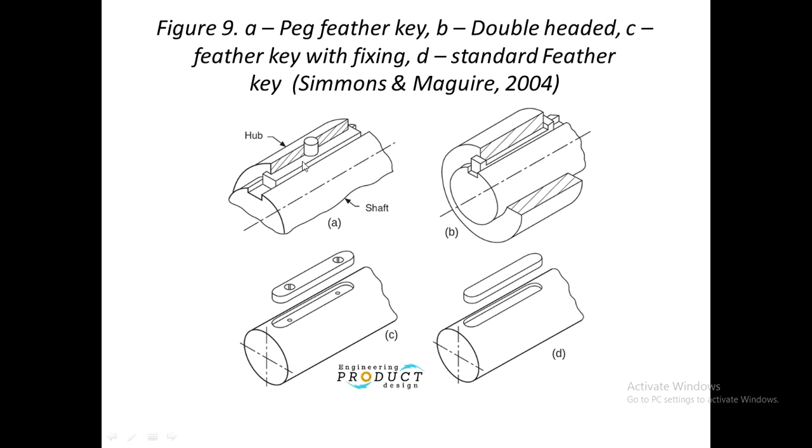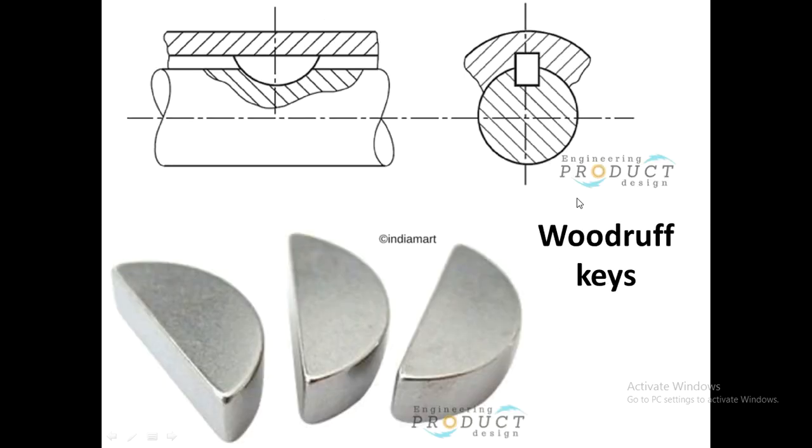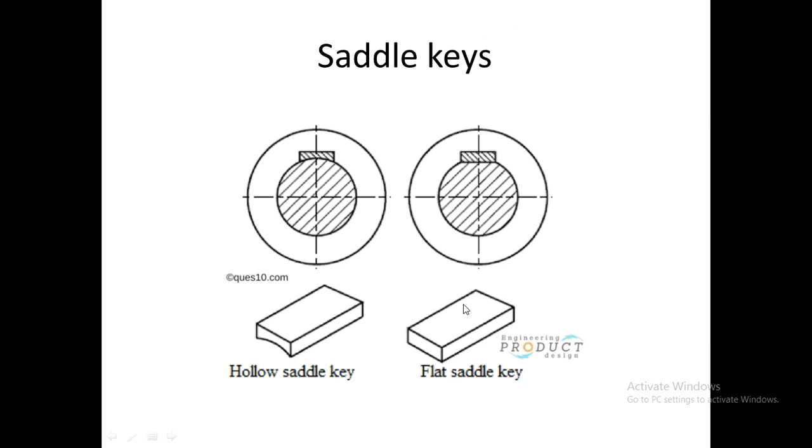In a peg feather key, we have a small peg which is attached to the key. In a double-headed key, we have two heads at the ends of the key, and then in a feather key with fixing, we have keys where you have provisions for screws or bolts, and then we have the standard feather key which doesn't have any such fixtures. The next one is a Woodruff key. Woodruff keys have a rectangular cross section, but they are of hemispherical shape.